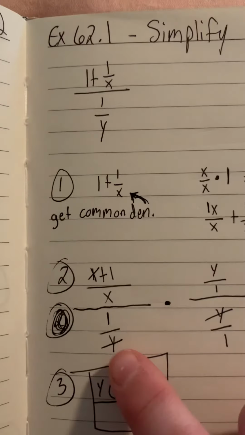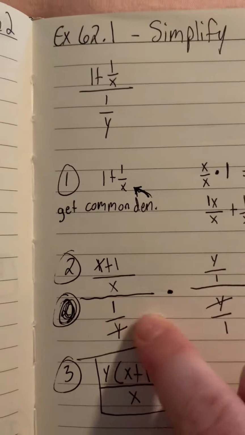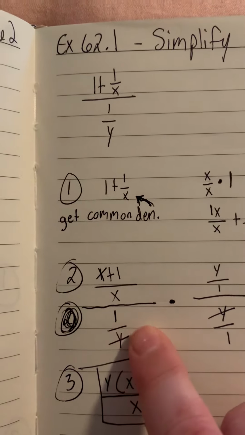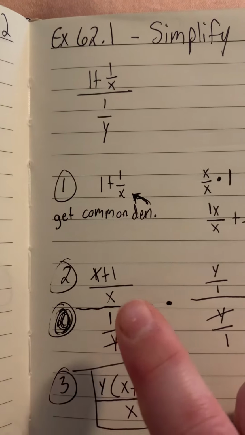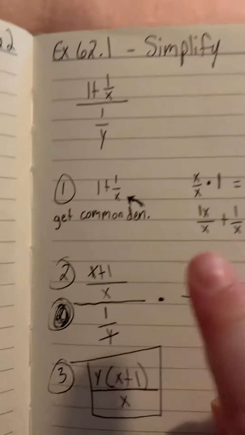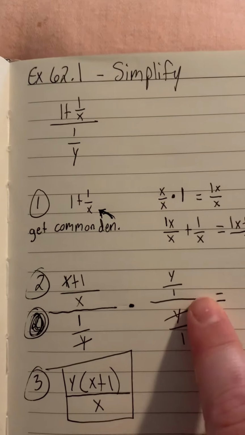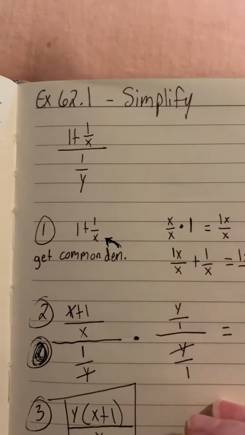Now step 2 is you want to get rid of this complex fraction here. You don't want the fraction here. So to get rid of the 1 over y, you have to flip your fraction on the bottom here and then multiply it times the top and the bottom. You can't just multiply it times the bottom and cancel. You have to multiply both sides, because what you do to one side of the equation, you do to the other.